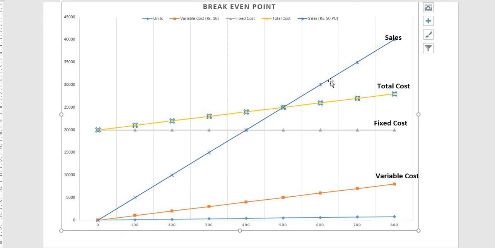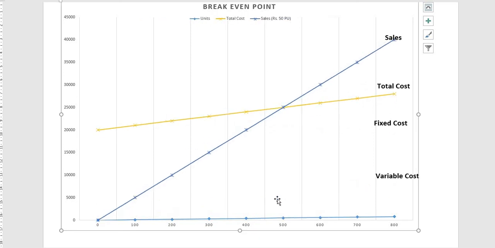Now this particular line is the sales line. When you produce 0, sales will be 0. As you produce and sell more, this line goes upwards. Now here we need to think about two particular lines only. Let us avoid this line and these two lines.